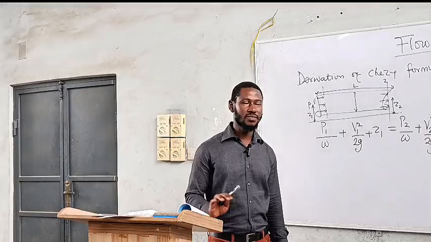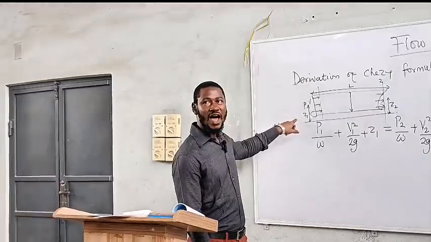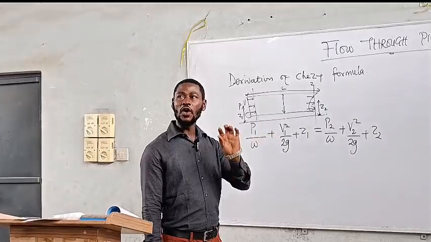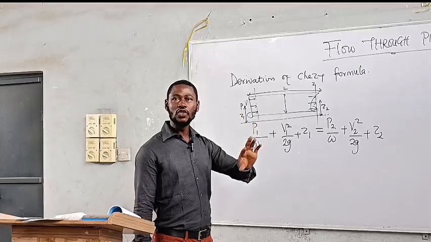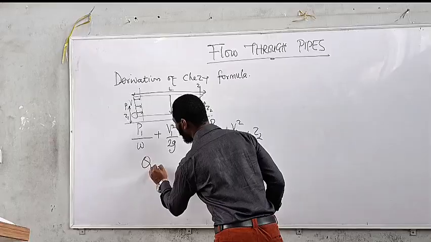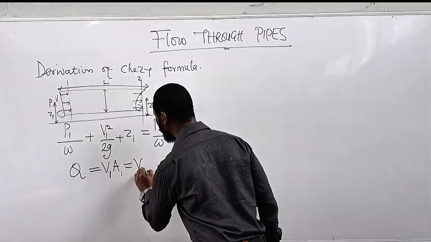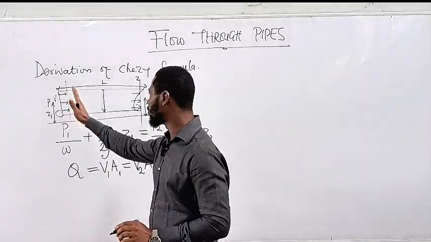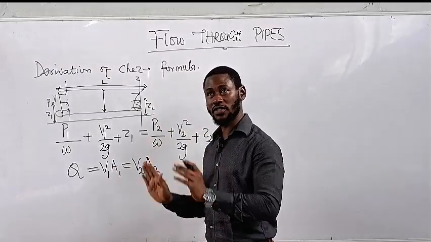Now let's analyze. Looking at the schematic on the board, you will notice that the heights at state 1 and state 2 are uniform. Then also the diameters at 1 and 2 are uniform. So going back to your continuity equation, which is given as Q equals V1 A1 equals V2 A2. For a uniform diameter, D1 is the same thing as D2. So automatically, A1 is the same thing as what? A2.